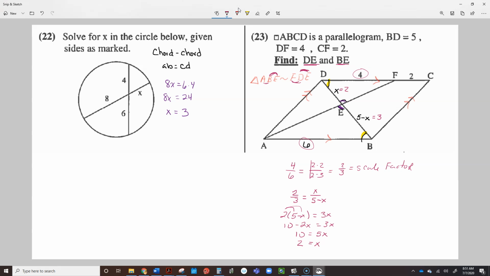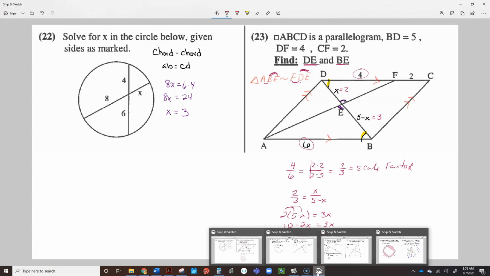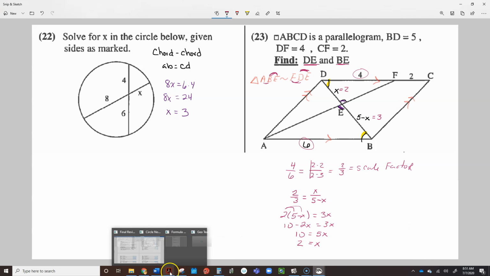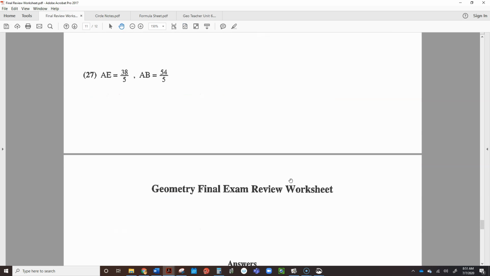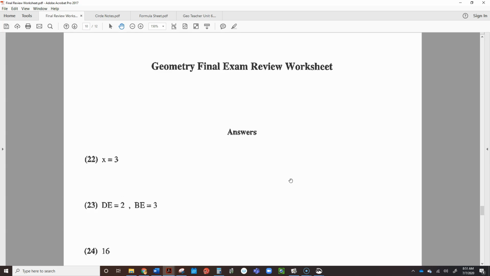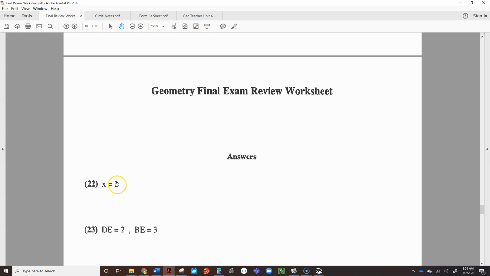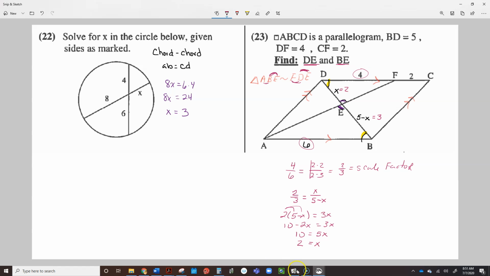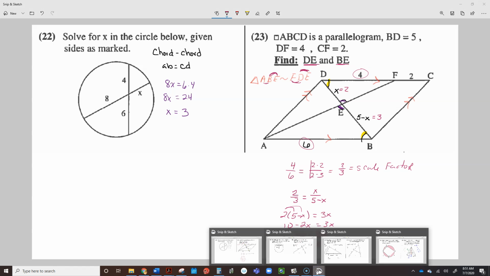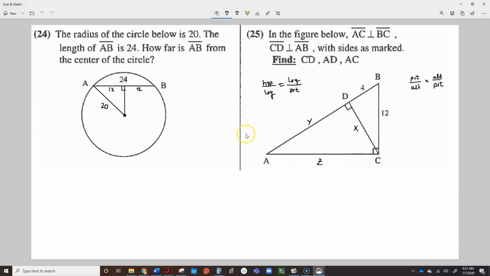All right, so that's number 22 and number 23. I've been checking them, so let's go over here. 22 and 23. X is 3 for number 22, and DE is 2 and BE is 3, which I believe is exactly what I got. Okay, so number 24.